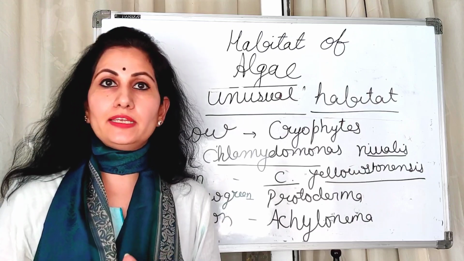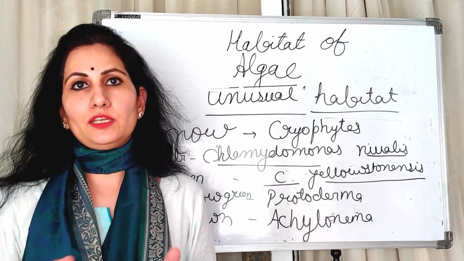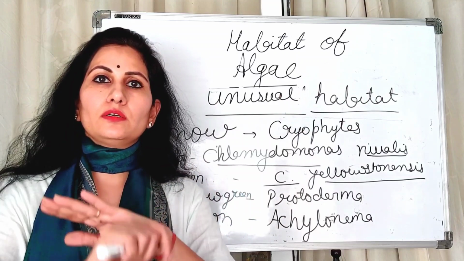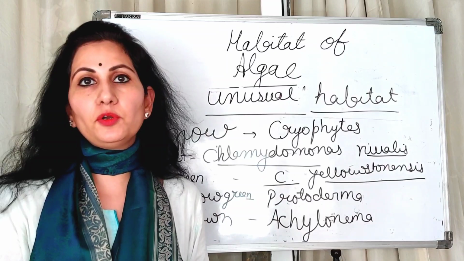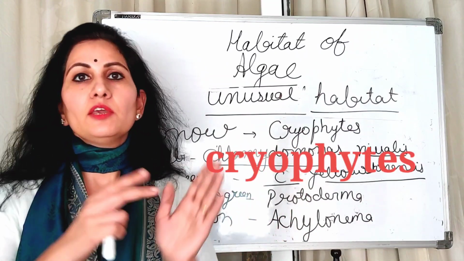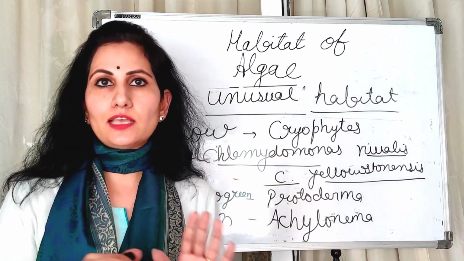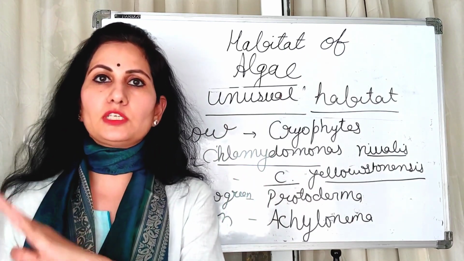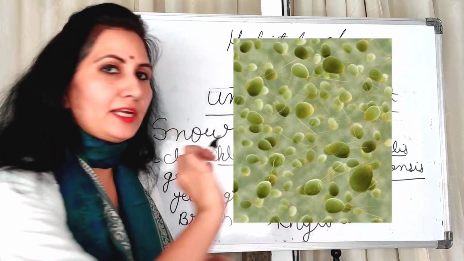But last but not least, friends, let's talk about the algae which are found in unusual habitat. In unusual habitat, first of all, we can see the North Pole and South Pole where the entire land is covered with snow. But some algae are still found over there. Such algae are known as cryophytes. Cryophytes are the algae which can be found in snowy habitat. These algae give a particular color to such places. For example, Chlamydomonas nivalis is an example of such algae.